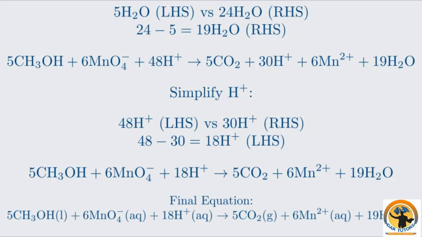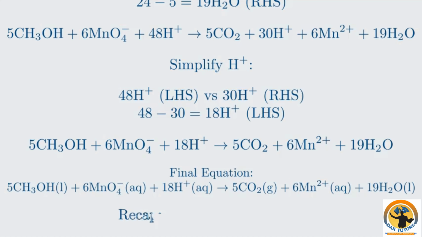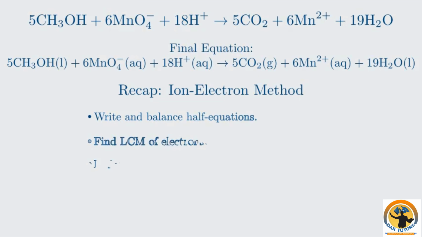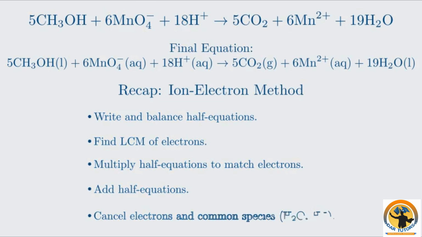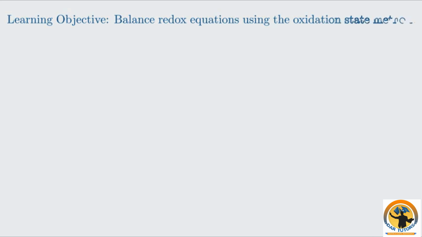the electrons in the half equations, multiplying accordingly, adding the half equations, and simplifying common species. This systematic approach is the most reliable way to balance complex redox reactions. There is another method for balancing redox equations, which can sometimes be quicker. Our objective now is to learn and apply the oxidation state method. This method focuses directly on the change in oxidation states of the reacting elements.